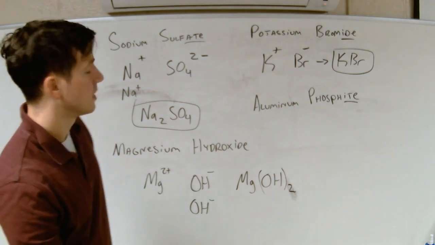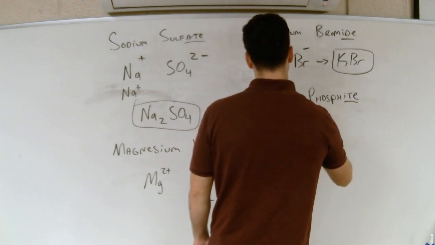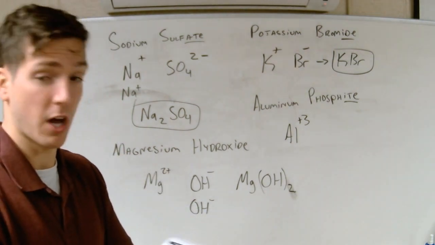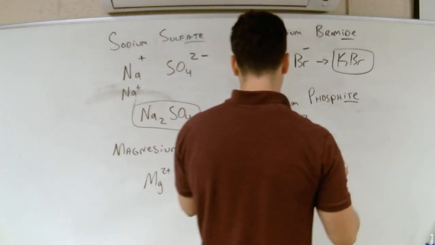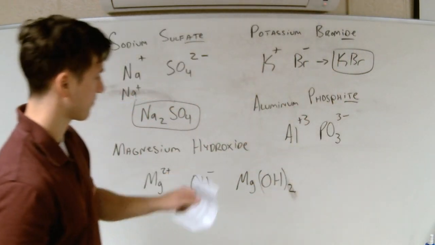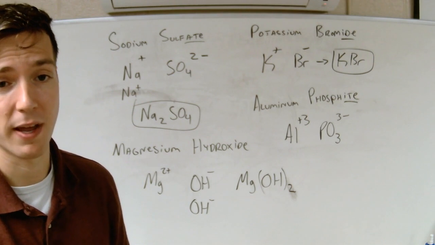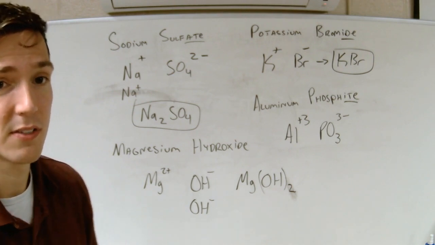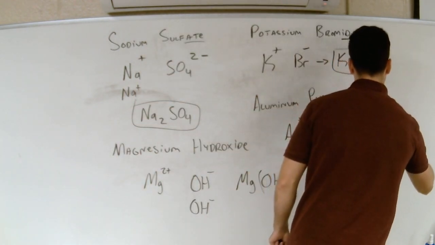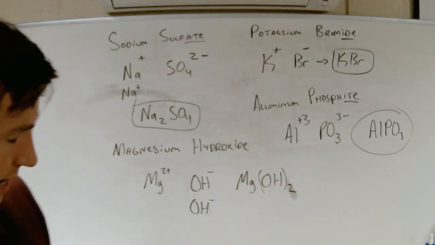Alright, last one, aluminum phosphite. Aluminum, that's an easy one. Al plus 3. Phosphite, it ends in ite, I-T-E. So I'm thinking it's going to be on my polyatomic ion sheet. Phosphite is PO3, 3 minus. Hey, this is really nice. It's Al plus 3, PO3 minus 3. So these guys just cancel out one another. So it's just going to be AlPO3. No need for parentheses because it's just one polyatomic ion.